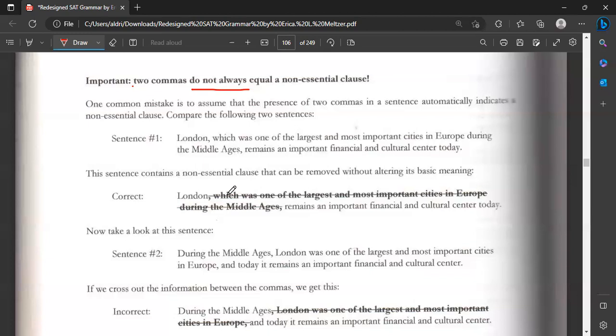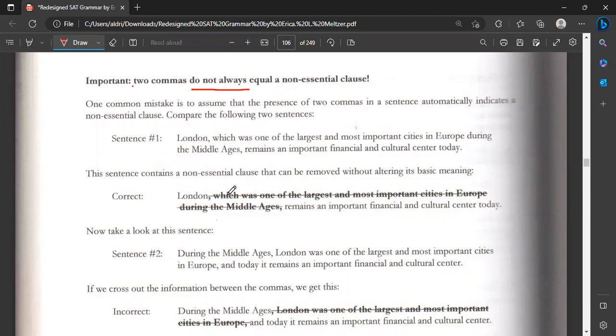But let's look at a different sentence right there at the bottom of your screen. The sentence says, during the Middle Ages, London was one of the largest and most important cities in Europe, and today it remains an important financial and cultural center. So look at what happens if we cross out the information between the commas. We have: during the Middle Ages, and today it remains an important financial and cultural center. So can anyone tell me why it is incorrect to cross that out as a non-essential clause?